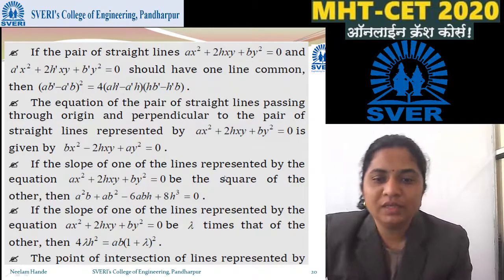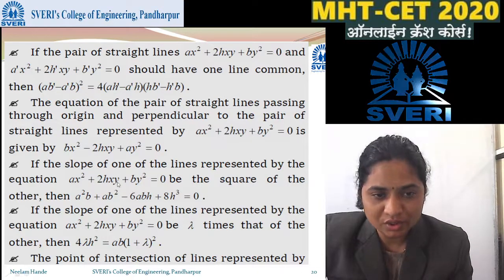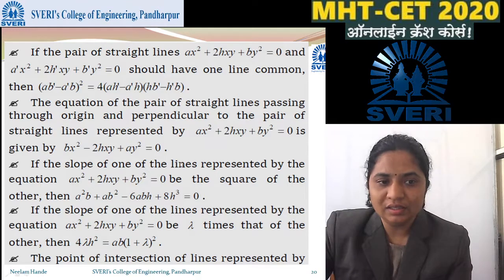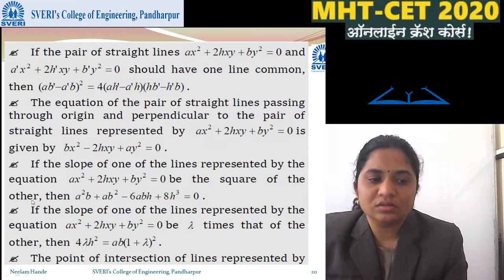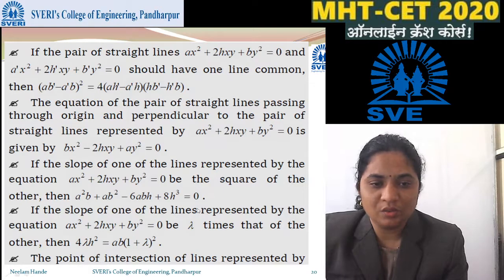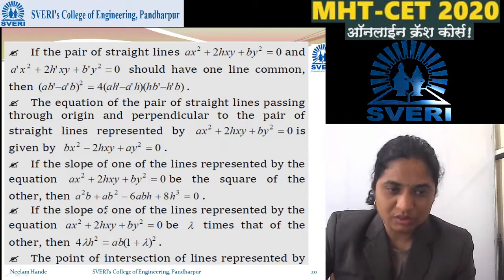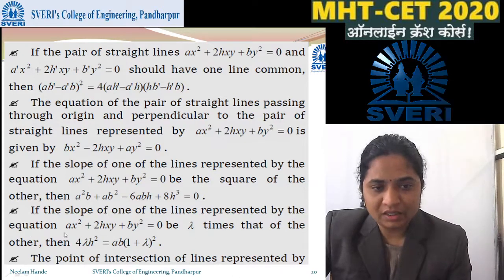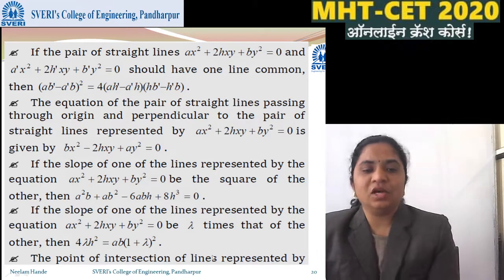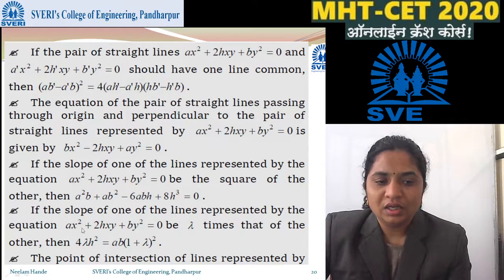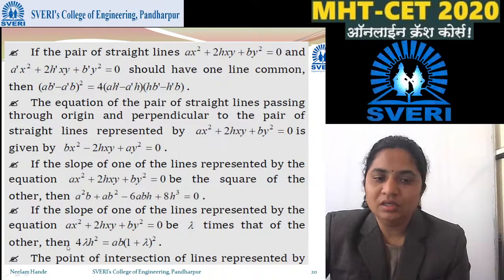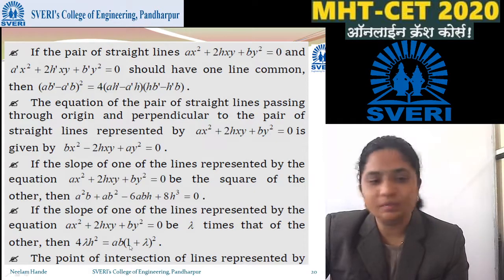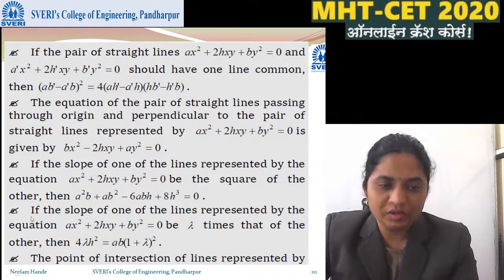If the slope of one of the lines represented by the equation is the square of the other, what is that? If the slope of one line is the square of the other, then this equation holds. In general, we remember this equation. If the slope of one line is lambda times that of the other, then this is the condition: 4 lambda h square is ab into 1 plus lambda square. Important, you have to remember.